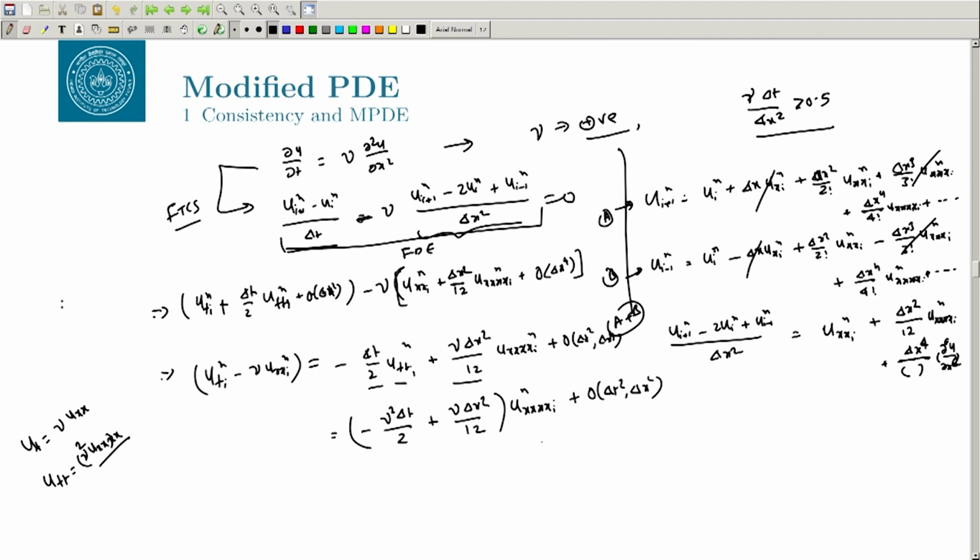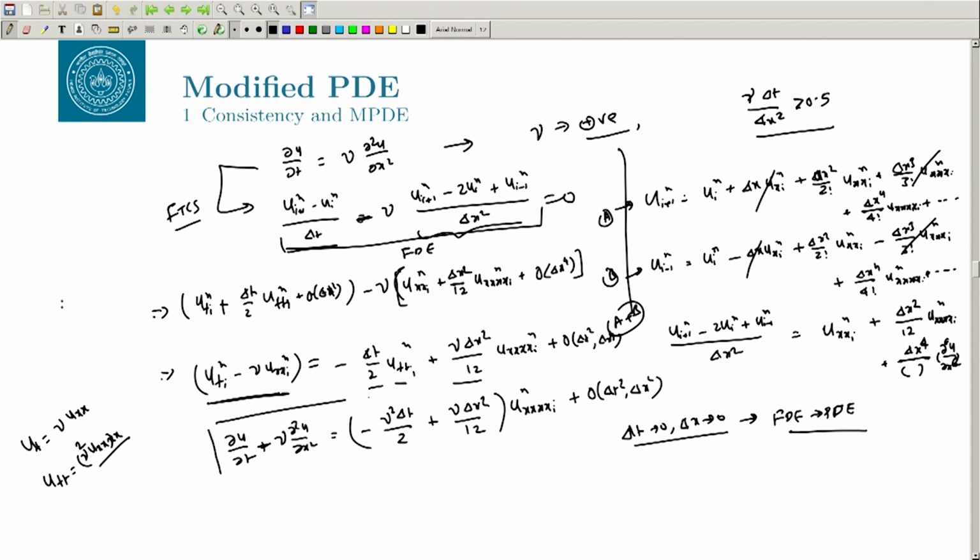So, here also you can see that as delta t goes to 0 and delta x goes to 0, you get the left side of this scheme. So, your FDE goes to PDE. So, it is a consistent scheme, right, and this is your MPDE, okay: del u by del t plus minus nu del square u by del x square is equal to this. Okay, this is your MPDE. You can take away your i and n here.